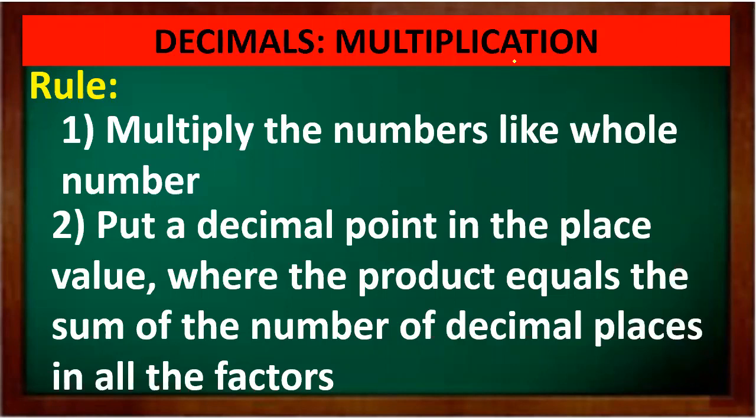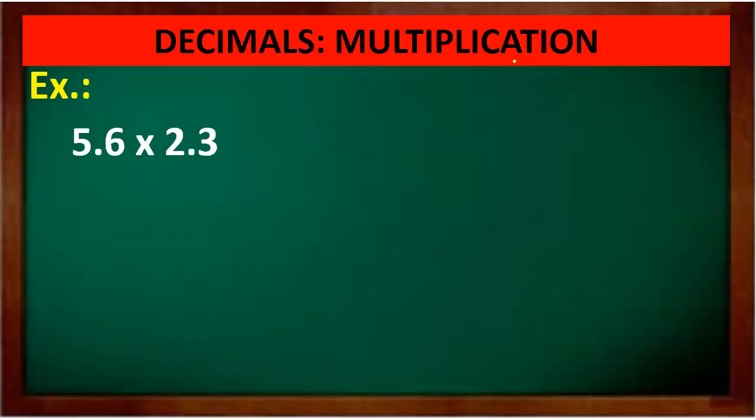So, after multiplying, meron ka ng answer, you have to count. Ilang decimal places ba meron doon sa mga factors natin? So, yung factors natin, i-count nyo ilang decimal places meron. So, pag na-count mo na, yun din ang ilalagay mo number of decimal places dito sa answer natin sa product. So, yun yung two rules natin to follow when we multiply decimal numbers. So, let's have some example.